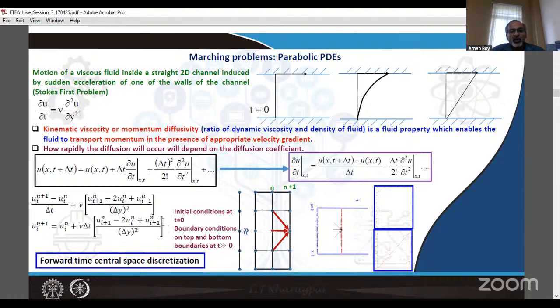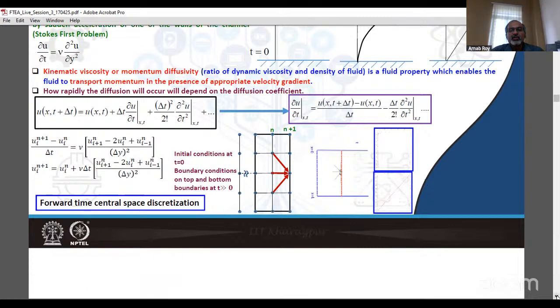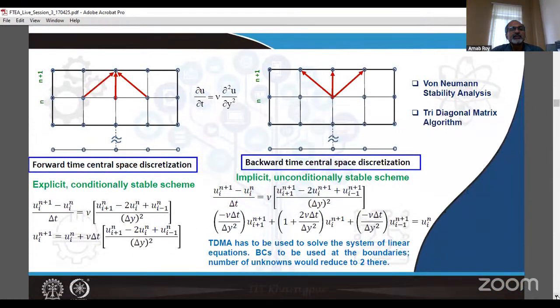And as you march the solution in time, you will be able to see the variation of u through this gap. At some intermediate time, the variation may be looking like this. At large times, it may be looking like this, where you already have a linear variation of velocity starting from u equal to 0 to u equal to, say, u infinity, which is there on the upper plate. So this is basically how we deal with parabolic PDEs when we do it in an explicit manner.